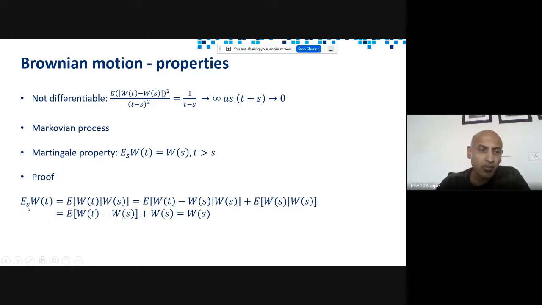I'm just taking the expected value of W of t conditional on W of s. Correct, there's nothing wrong in that. The expected value of W of t at time s is nothing but conditional on W of s, because that's what the Markovian process is all about. But this, in fact, is nothing but E of W of t minus W of s, I'm just adding and subtracting W of s. Then you can cancel these terms and you get W of s. So you can prove that a Brownian motion in play is nothing but a Martingale.